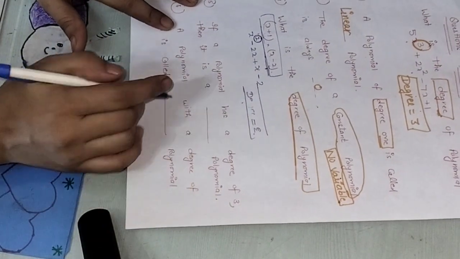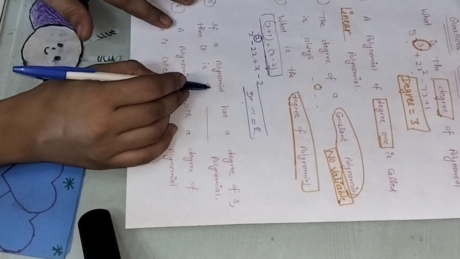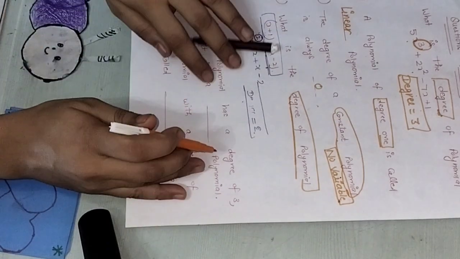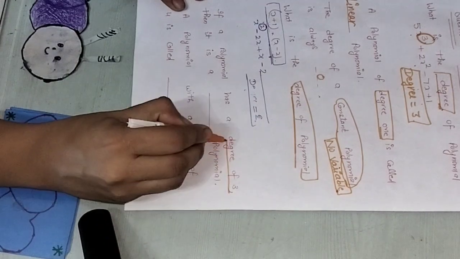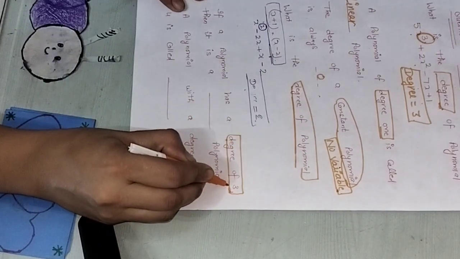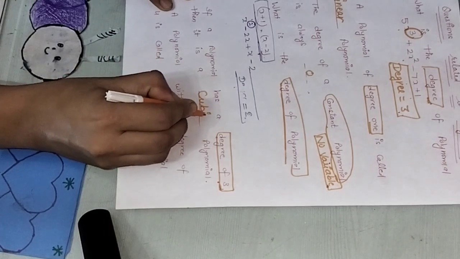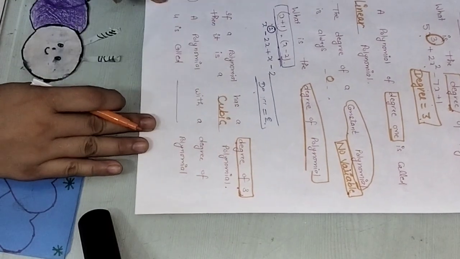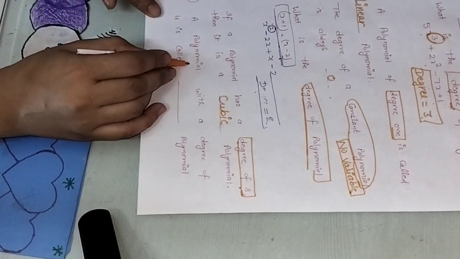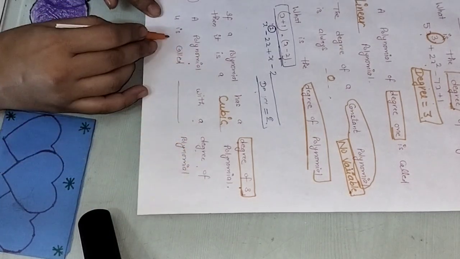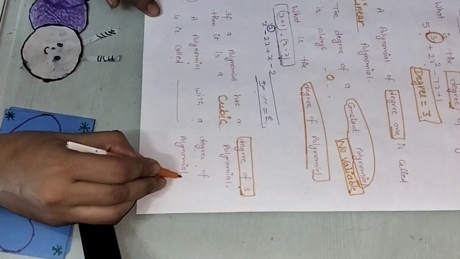Question 5. If a polynomial has a degree of 3, then it is called dash polynomial. A polynomial in which the degree is 3 is a cubic polynomial. Next question is, a polynomial with a degree of 4 is called dash polynomial.